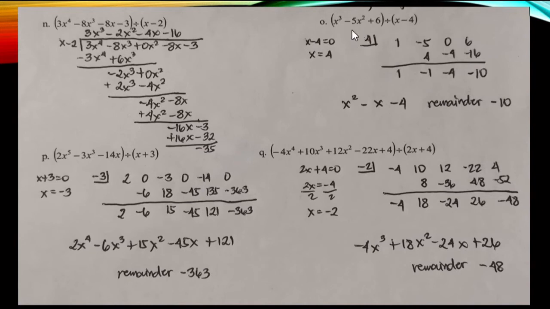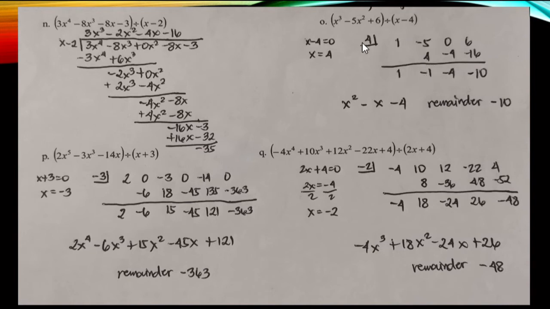Then, the numerical coefficients. The cube is the highest, so its numerical coefficient is 1. Negative 5 for the square. We have no x, so 0. Then, we have positive 6. So, bring down the 1. 1 times 4 is 4. Negative 5 plus 4 is negative 1.